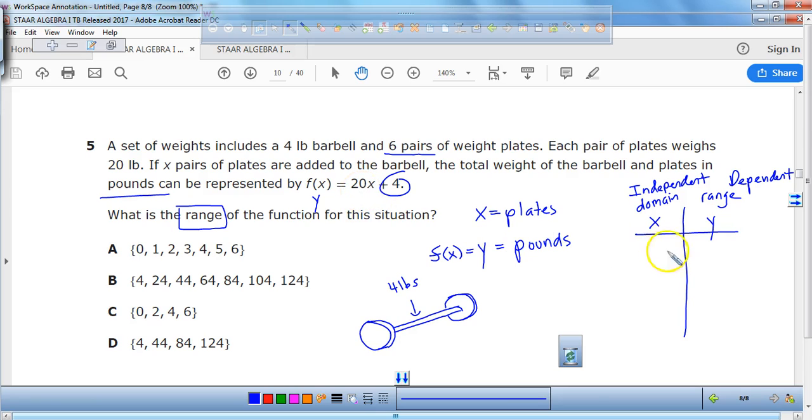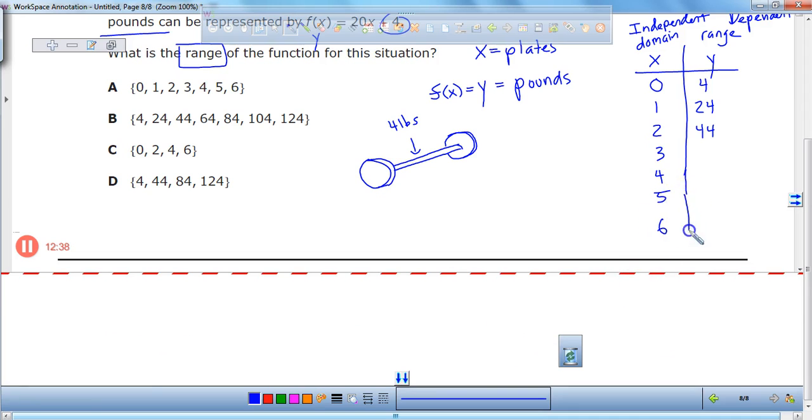Okay? So if we were going to do this, you could actually put 0 plates on and you'd still have a 4. You could put 1 pair of plates on and you're going to multiply that by 20 and it's going to get you up to 24. And each additional plate is going to go up by 20. Okay? So here we go. Each time we add a plate, I'm just doing 0 through 6 because there's only 6 plates. Let's keep going up by 20.